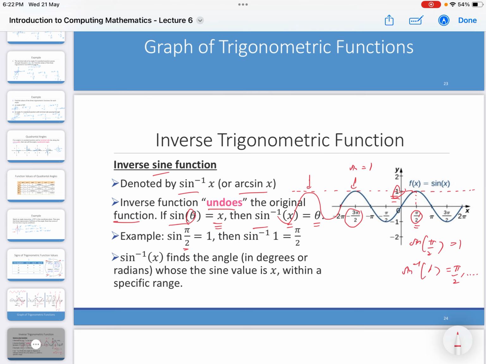So sine inverse of x is to find the angle, in degrees or radians, whose sine value is x within a specific range. For this question, it's really important to look at the range. If there is no range, that means we have to list all the possible angles that will give x.